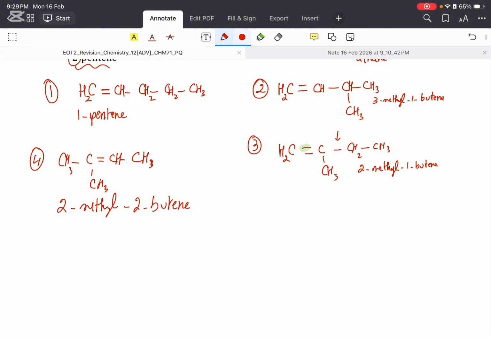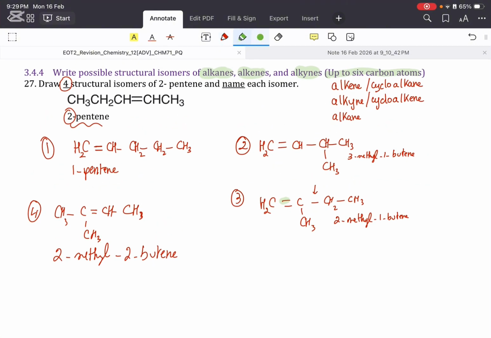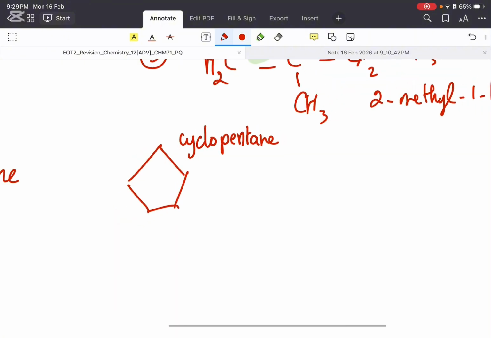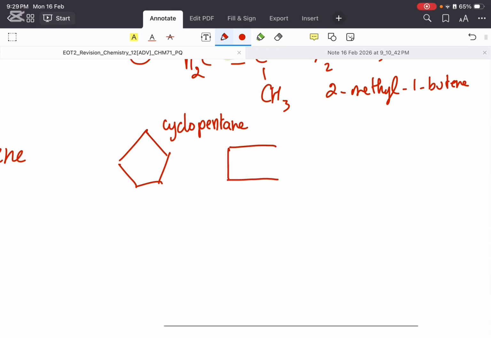So as you can see, I did 4 isomers. Can I do more? Yes. And if you prefer this way, then go for it instead of drawing these structures. As I said, alkene can have isomers with cycloalkane. You are dealing here with 5 carbons. So the first isomer you can draw is a cycle of 5 carbons and call it cyclopentane. Or for example, you can do a cyclobutane with 1 branch. These are again 5 carbons.